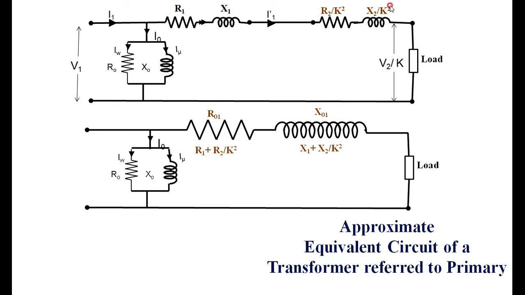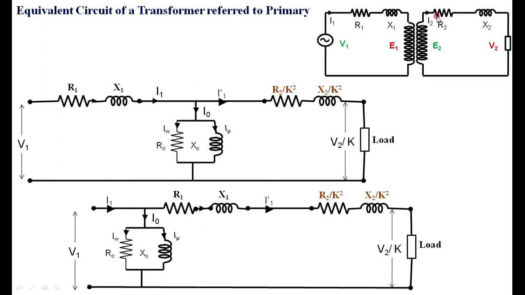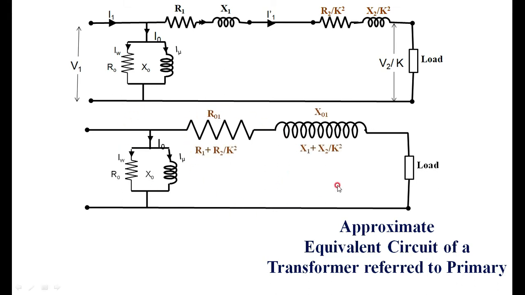Similarly, X1 and X2 by K square are combined, and X01 is the reactance referred to the primary. That is the total equivalent reactance of the transformer referred to the primary side. Then the circuit is very simple. Previously we had four elements, one, two, three, four, as you are seeing in the slide: R1, X1, R2, X2. There are four elements, two resistances and two reactances. Now the circuit is reduced to one resistance and one reactance, and the calculations are now very simple.